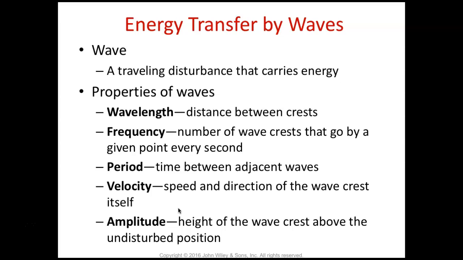The next is period. It's the time between adjacent waves. And it's calculated as the inverse of frequency, so basically 1 divided by frequency. And so period gets measured in seconds per wave, while frequency gets measured in waves per second. Pretty simple there. The next is velocity, and it's the speed and direction of the wave crest itself.